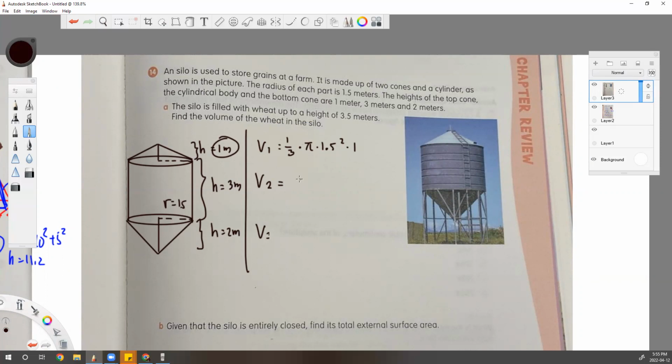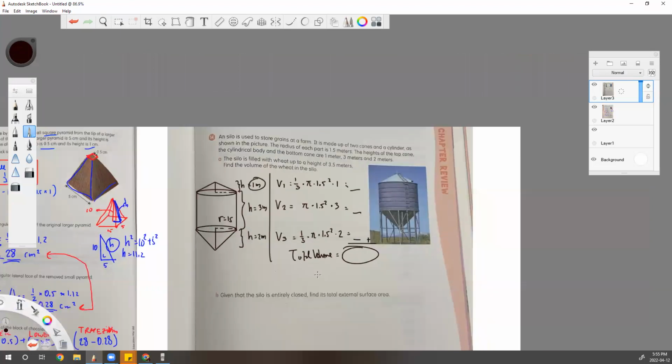For the cylinder we don't have to use the 1/3. Why? Because it's a cylinder. Pi times 1.5 square times 3. And volume 3 equals 1/3 also times pi times 1.5 square times 2. You will get the answer, you add them up, and you will get the final answer, the total volume. Understand? Okay. So make sure you memorize the formula.